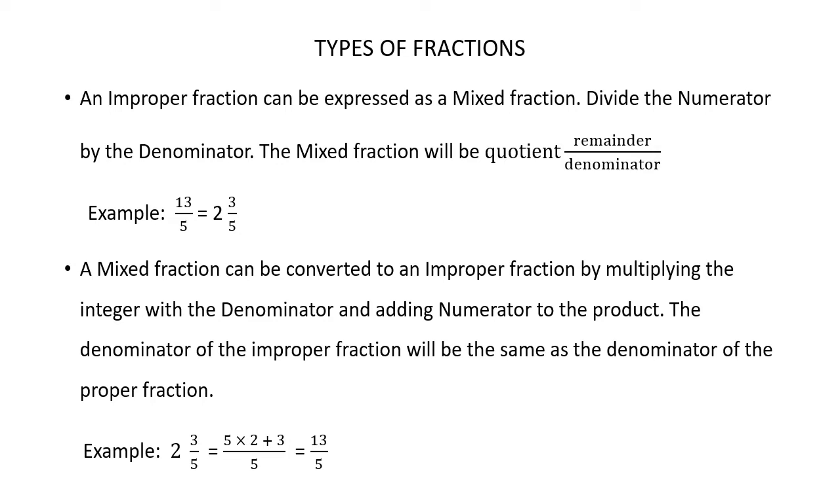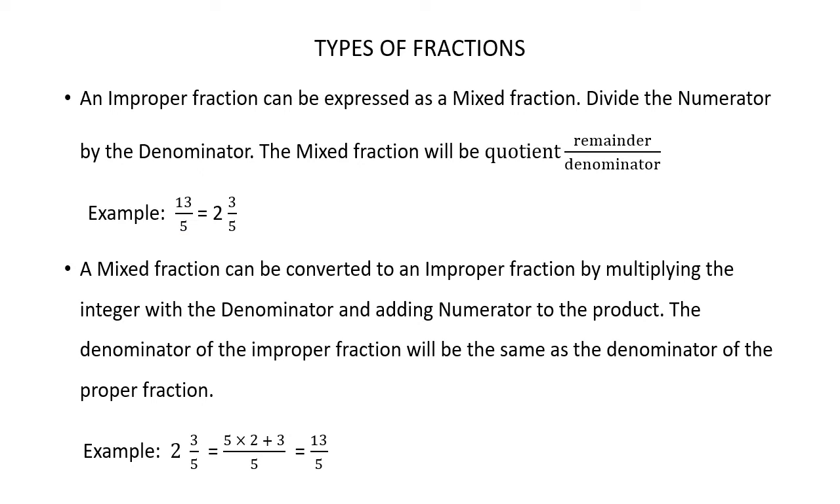An improper fraction can be expressed as a mixed fraction. To do that, you have to divide the numerator by the denominator. Then the mixed fraction will be quotient remainder upon denominator. For example, 13 by 5. Here 13 by 5 is an improper fraction. This can be expressed as a mixed fraction.